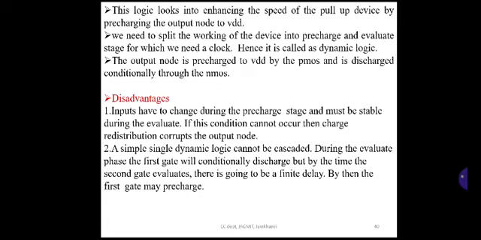During the evaluate phase, the first gate will conditionally discharge, but by the time the second gate evaluates, there is going to be a finite delay. By then, the first gate may precharge. The delay occurs, so you are going to get an erroneous output. That's why this circuit cannot be cascaded to a number of stages.